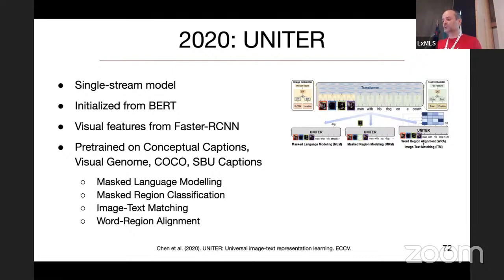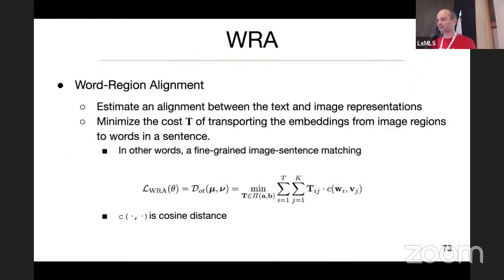And in this case, the model was trained with some similar objectives to the ones we just saw. So we have MLM, MRC, image text matching, and then now we also have this word region alignment objective. And the goal here is to estimate an alignment between the text and image.